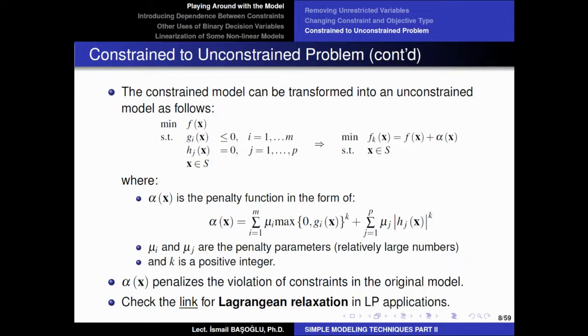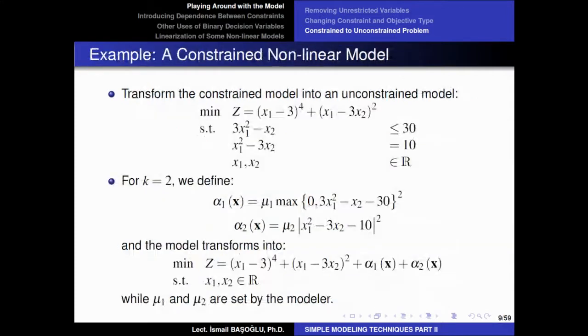models here. It is possible, as we can say here, to transform a constrained problem into an unconstrained problem, though the optimal solution of the new problem will not be the same as the original problem. There are some cases where they are close to each other, or in the objective value they are close to each other. And there are some cases, just like in the LP applications, where it is possible to get exactly the optimal solution of the original problem.